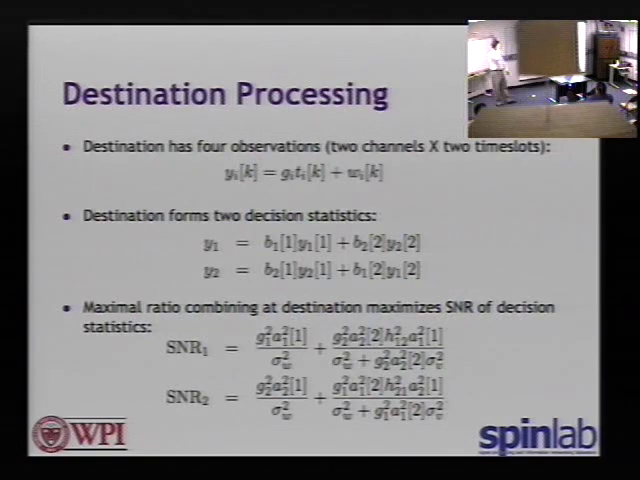Okay, this is about as difficult as the presentation gets in terms of notation. Before we can answer those questions, I have to tell you what the destination is doing, because the destination is observing a lot of different things. It's going to get four observations. It's going to take those observations and form decision statistics by linearly combining them. And you can prove very easily that the best way to linearly combine those observations is to do maximal ratio combining to get these statistics. Once you prove that, you can compute the signal-to-noise ratio at the destination as a function of the channel parameters, as a function of the amplitudes and the powers going into the system, and also as a function of the noise variance in each channel. Okay, so those are the signal-to-noise ratios.